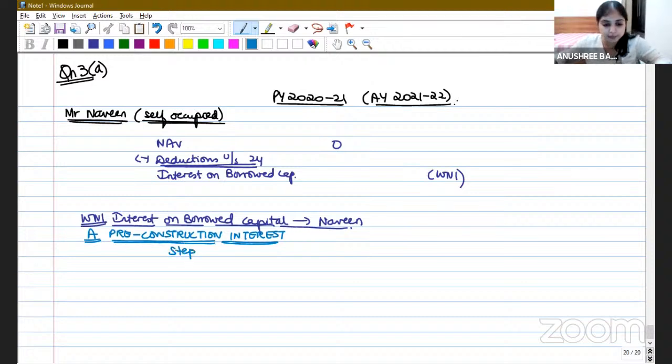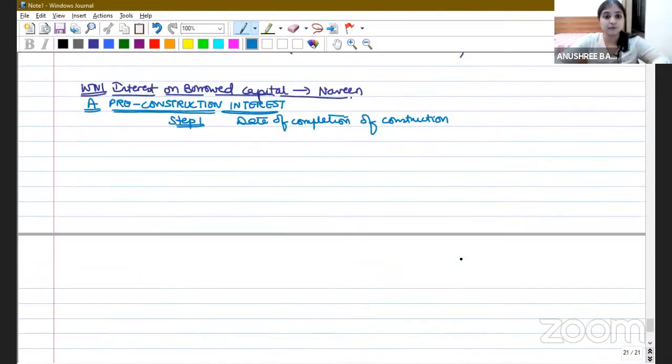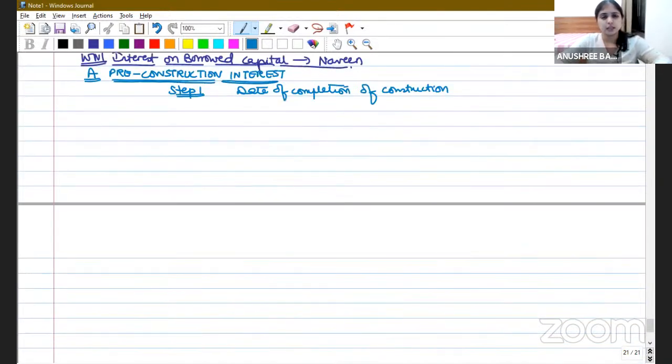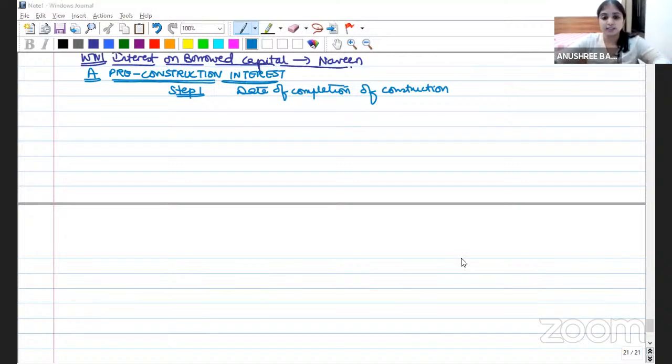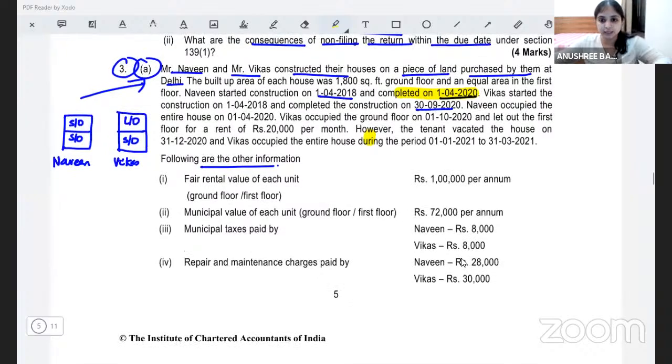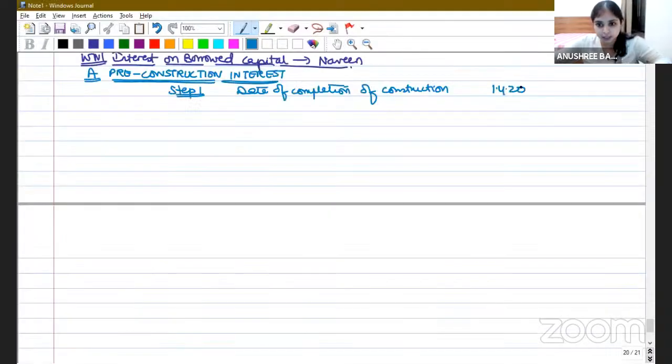Step number 1. What is the date of completion of construction? You can follow these 6 steps blindly in every question wherever there is pre-construction interest. All right. This will simplify the concept of pre-construction interest for you all to a great extent. Trust me. What is the date of completion of construction? When did Mr. Naveen complete the construction? 1st April 2020.